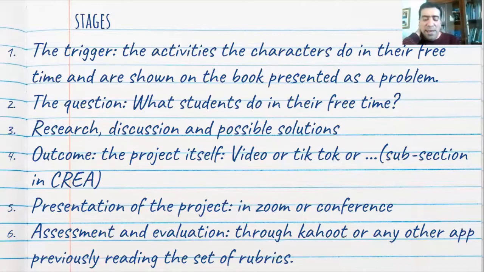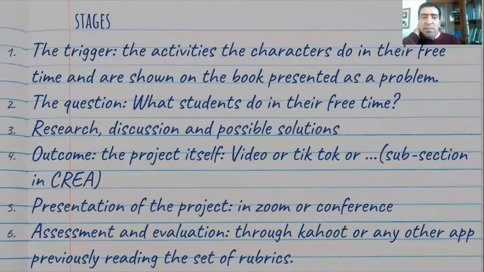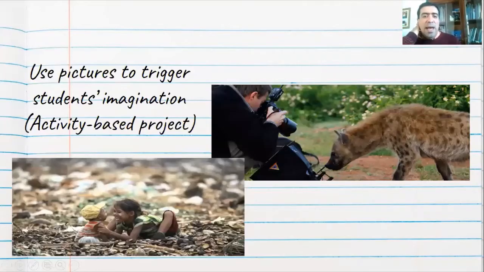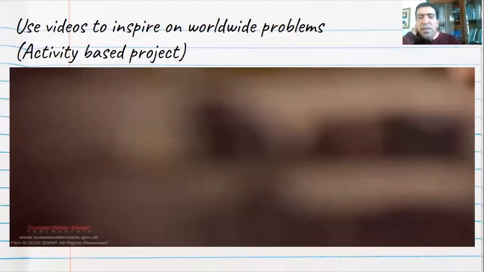So in the next slide, you'll see some examples of how to trigger students' interest in a particular topic. For example, this is one way of triggering a student's imagination: through pictures. You can ask them to think and to give ideas about what's going on in the different pictures. If we change slide, you are going to see another trigger. Another trigger is the use of videos.